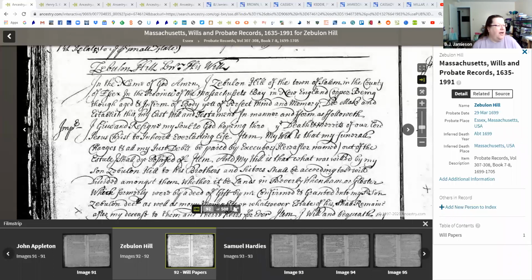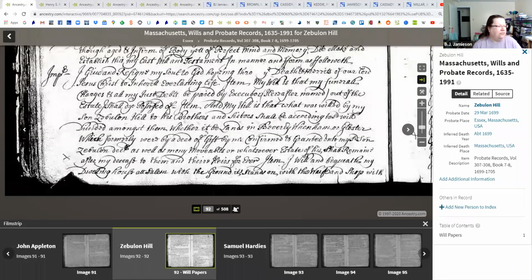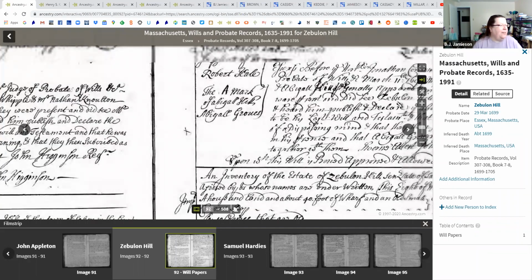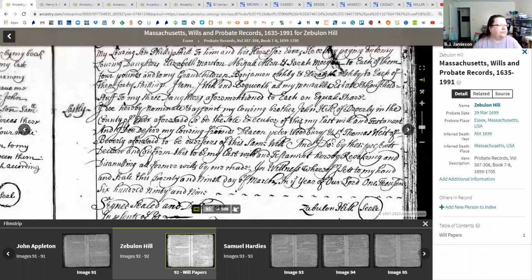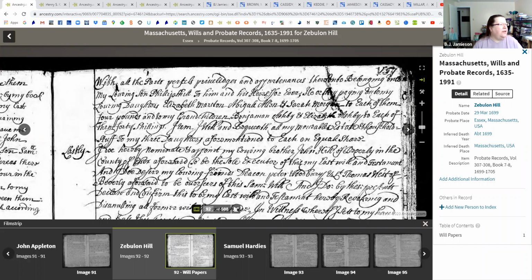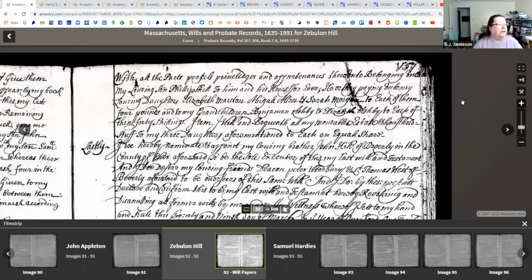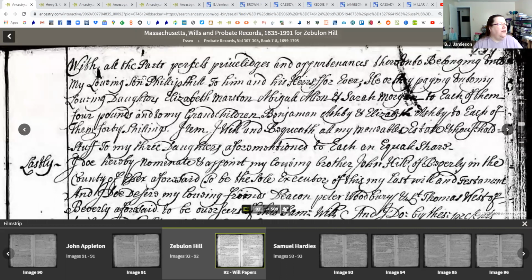So what's interesting here is that he talks about various things he owns. And what's interesting is, let me go up to the top of the next page. And he says, let me make this bigger so you can see it, that he's giving a lot of this to Philip Hill, to him and his heirs forever. And then he should pay unto my loving daughters, Elizabeth Marston, Abigail Allen, and Sarah Morgan.